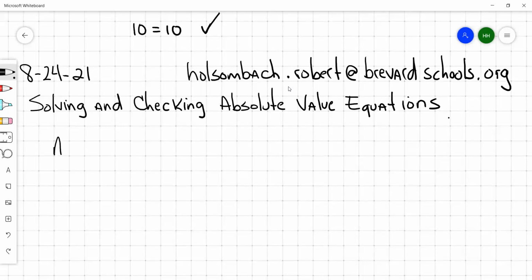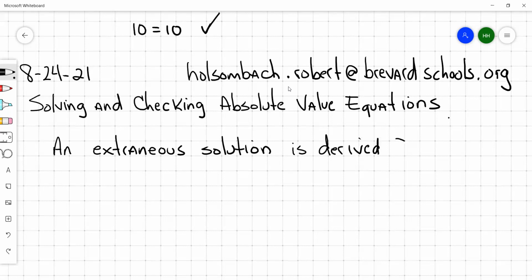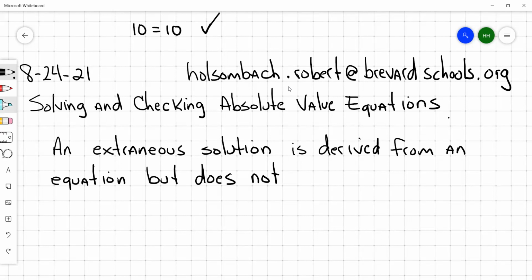Extraneous solution. An extraneous solution is derived from an equation but does not satisfy the equation.